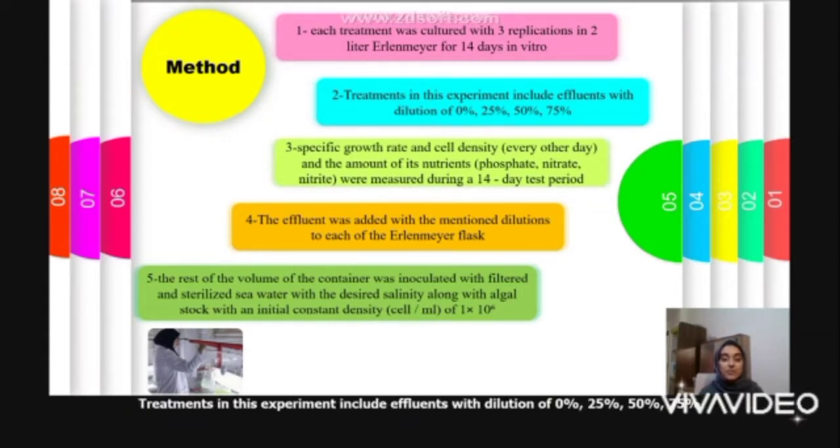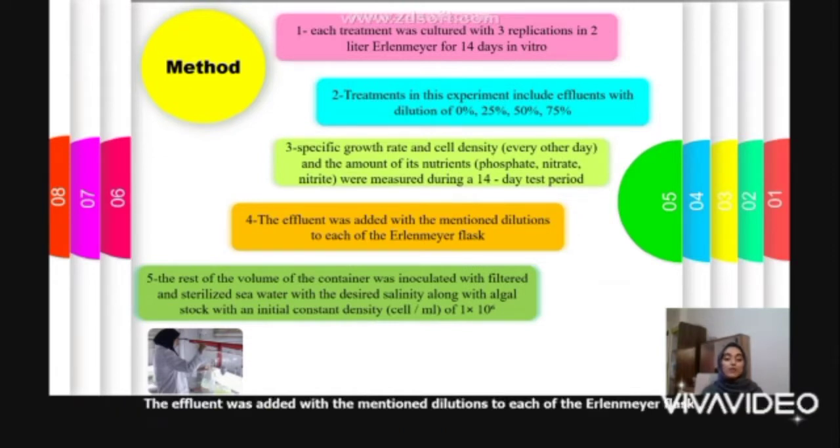Treatments in this experiment include effluents with dilutions of 0%, 25%, 50%, and 75%. Specific growth rate, cell densities, and the amounts of nutrients like phosphate, nitrate, and nitrite were measured during a 14-day test period.